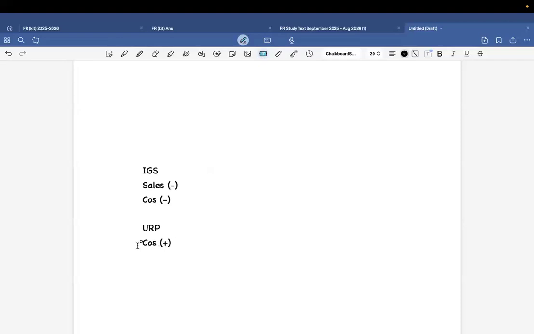Clear? In the SOFP, what is the effect? It is going to be taken in working note 2 or working note 5, and also cancel out receivables and payables. Also cancel the URP from the inventory section. Clear? So this is all about the URP.